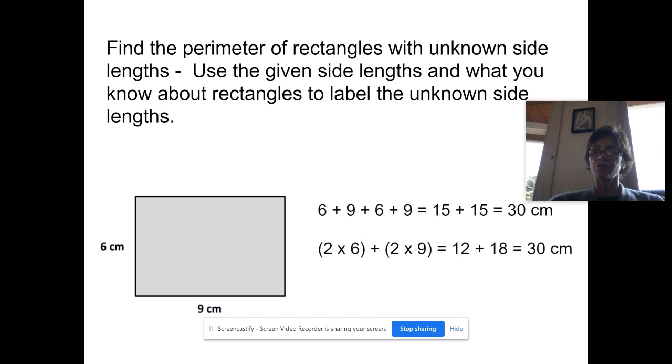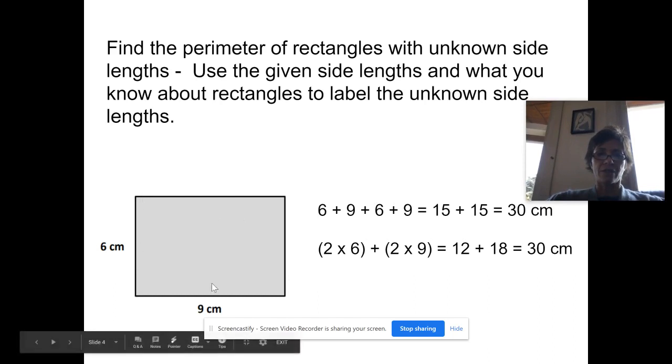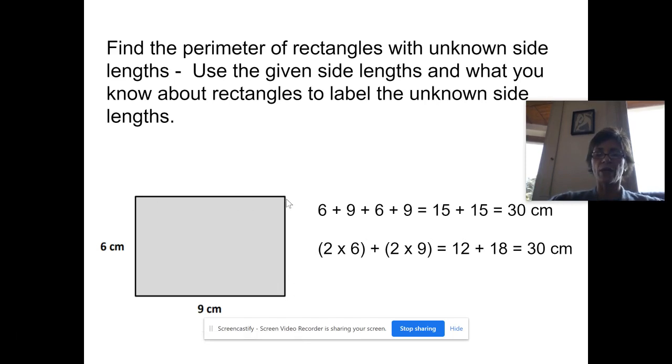Okay, let's see if you solved it like I did. I know that I have this side that's 6, this long side is 9, and then I have another 6 and another 9. So I did it in two ways. I added 6 plus 9 plus 6 plus 9. 6 plus 9 is 15. And then I did 15 plus 15 is 30.